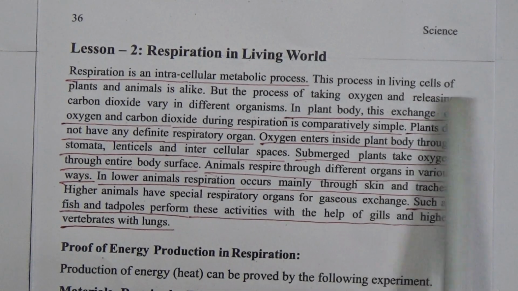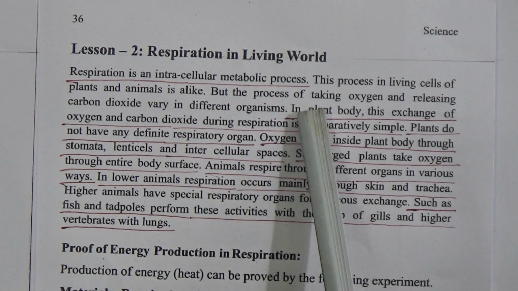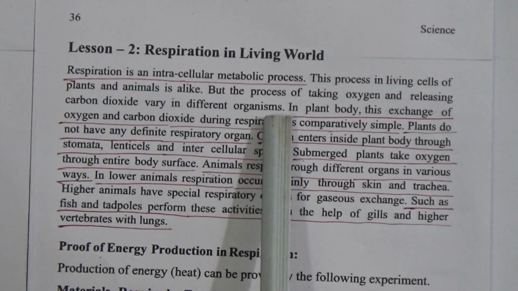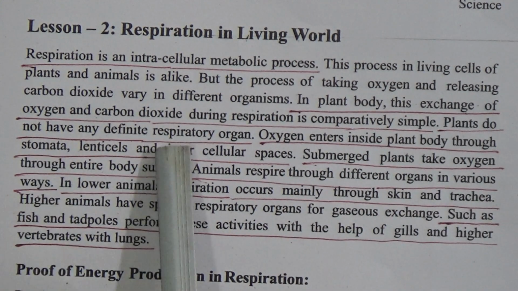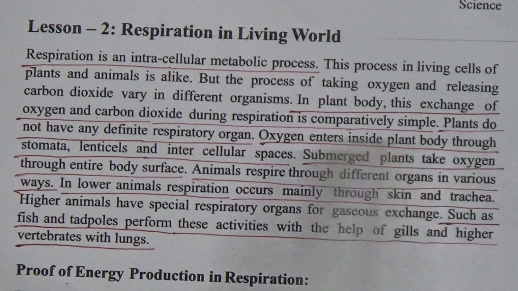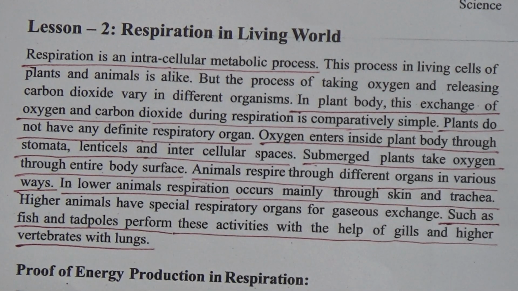This process in the living cells of plants and animals is alike, but the process of taking oxygen and releasing carbon dioxide varies in different organisms. In the plant body, this exchange of oxygen and carbon dioxide during respiration is comparatively simple. Plants do not have any definite respiratory organs. That means plants do not have any particular respiratory organs.